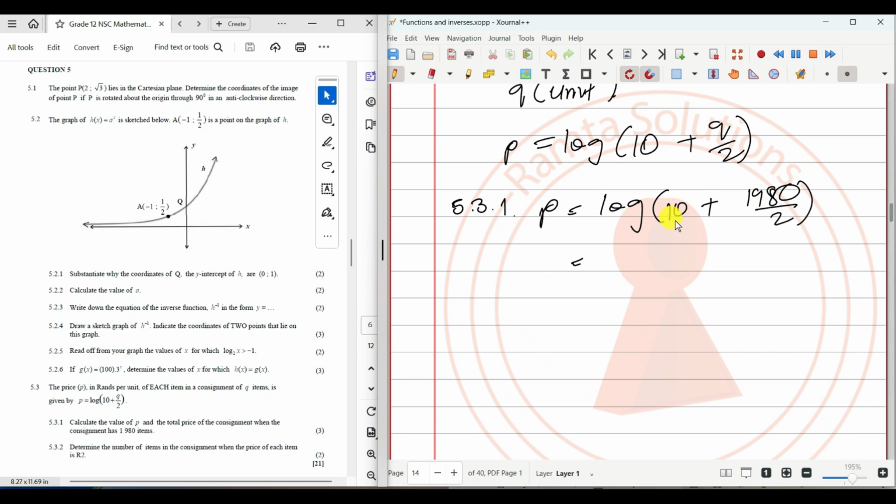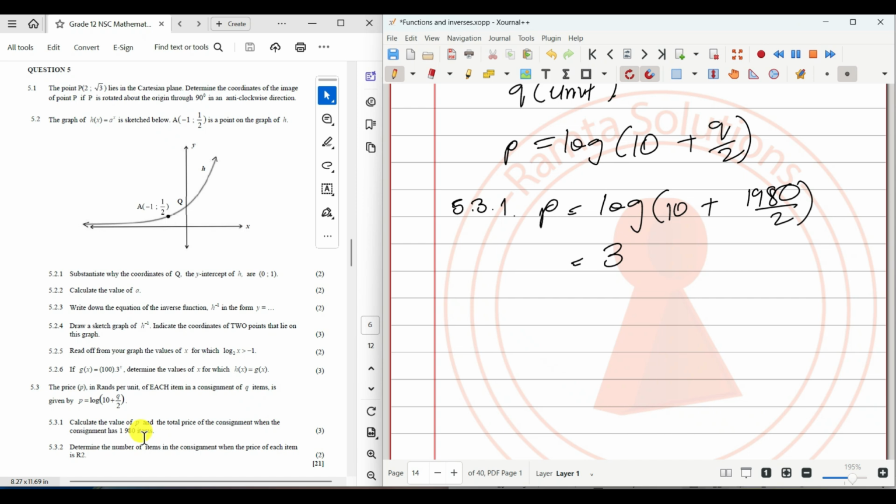Press your calculator. And what is this? This is log of 10 plus 980, sorry, this is 1980, not 1960. So 990. Okay, so this is 990. Right? So we get our answer as 3. Remember, this is 3 rands per what? Per unit.